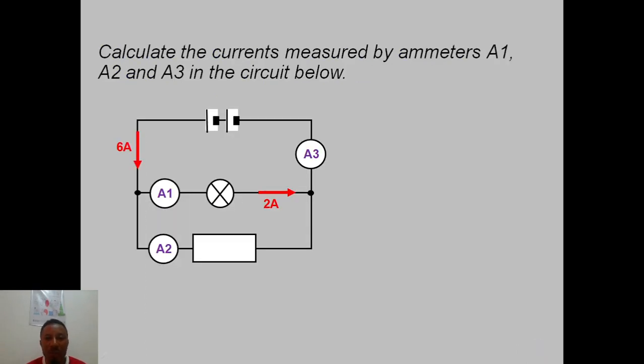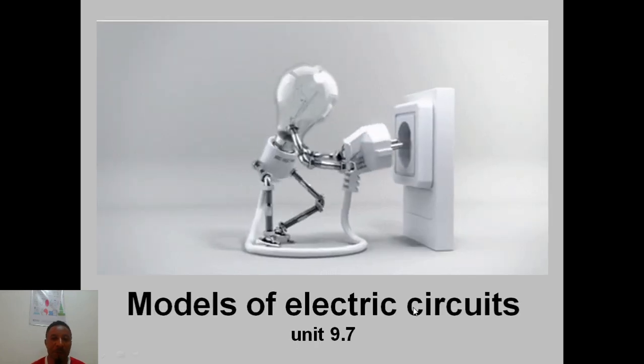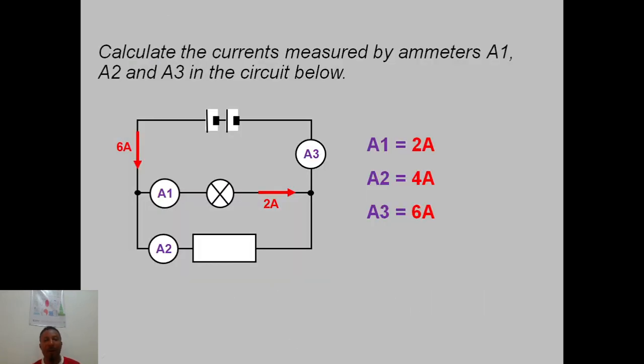Now calculate the current measured by the ammeters A1, A2 and A3 in the circuit. Since we have 2 different components, we don't expect the same current to flow. Here we have 2 amps. Of course, in the other one, the resistor, A2, we will have 4 amps. And then A3: the 2 amps and the 4 amps will combine to give us 6 amps. Is that clear?